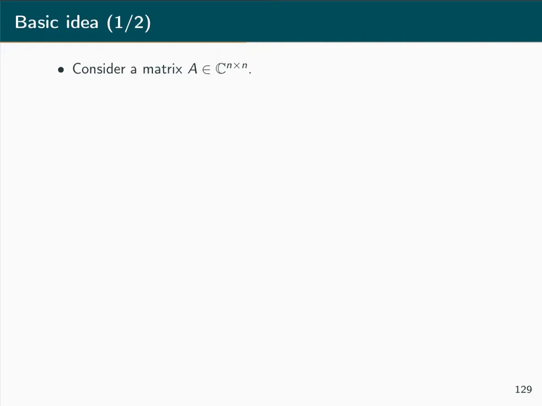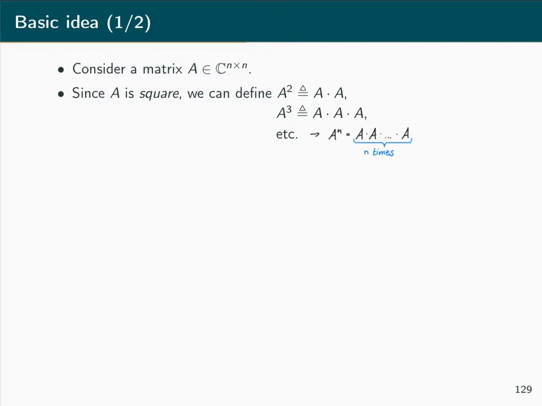And specifically, we're going to use these results to define functions of a square matrix. This basic idea is explained on the next two slides. So consider a square matrix A in C n by n. Since A is square, we can multiply A with itself, and hence we can define A squared as A times A, A cubed as A times A times A, and so on. In fact, we can define arbitrary powers of A, like A to the n, by just multiplying A with itself n times.